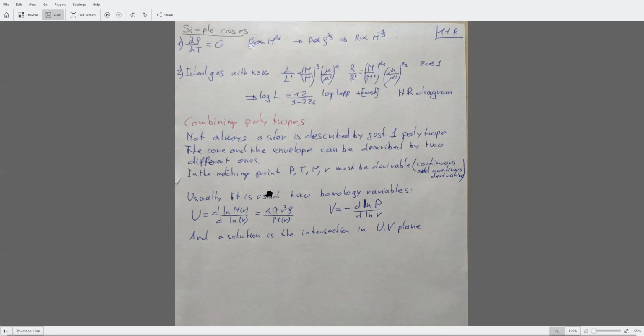Tomorrow we'll start to see more about stability. We will apply the model to see when a star is stable and when it is not stable.